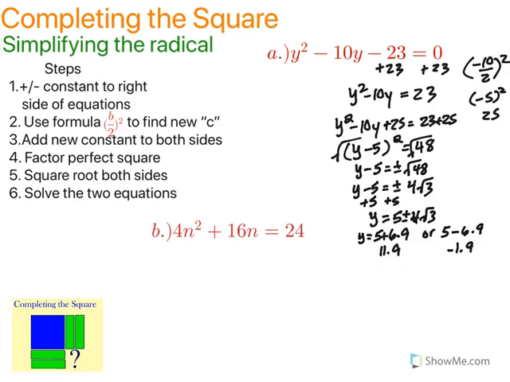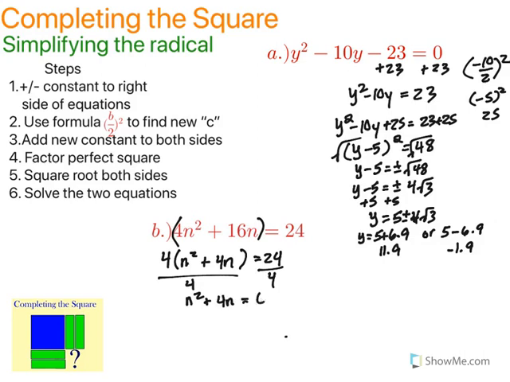If we look at b, we know that we have to first start by factoring out the GCF. So my GCF here would be 4. We don't want to factor out the n because we still need that part for the perfect square. So we have 4n squared plus 16n is equal to 24. I'm going to also divide by 4 here to get rid of that 4. It's going to make my life easier in the long run. So it's going to be n squared plus 4n is equal to 6.